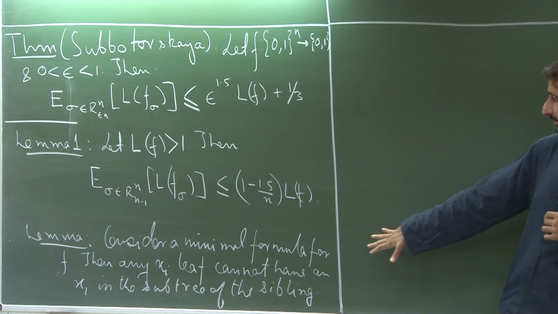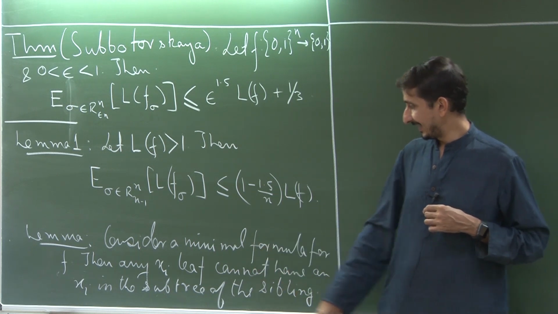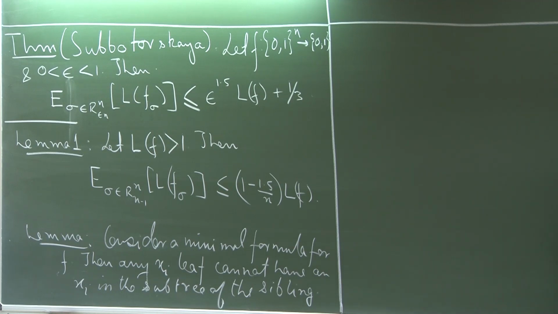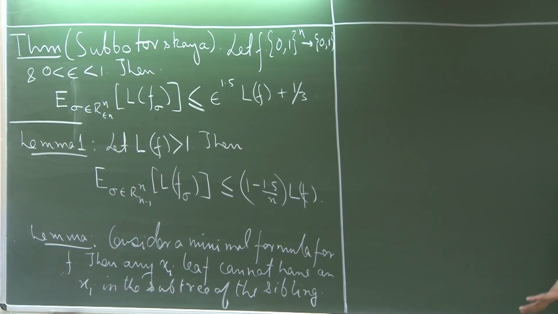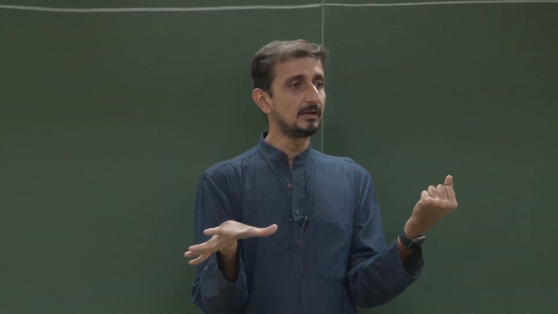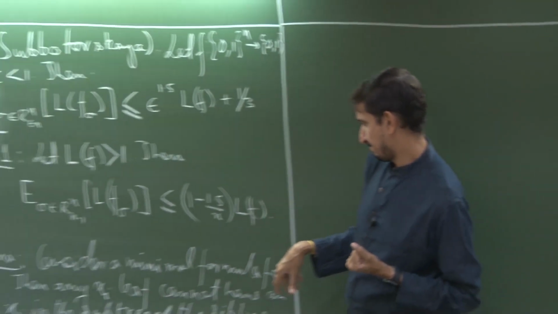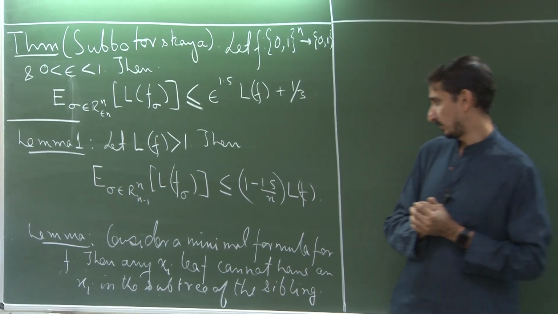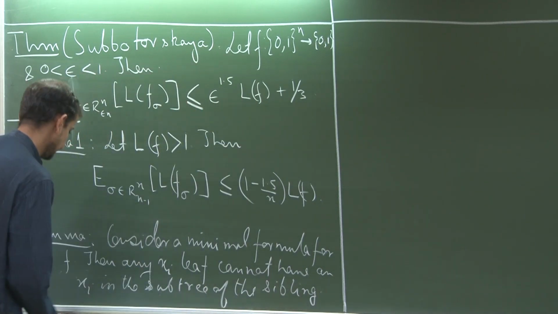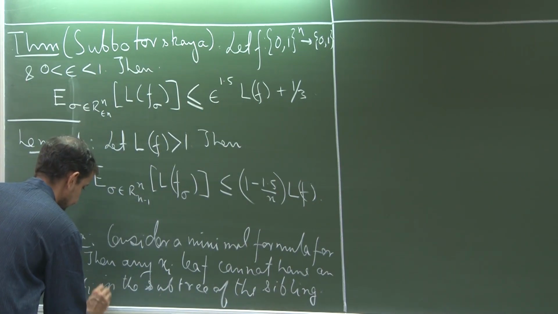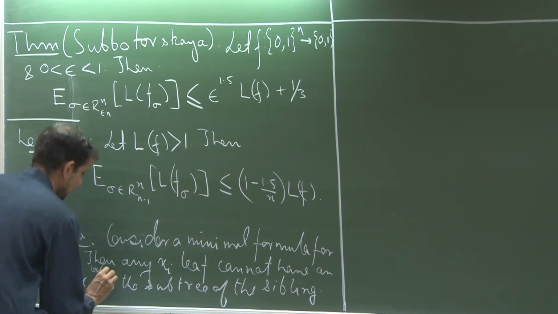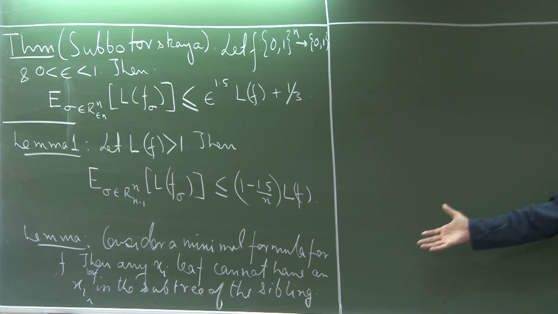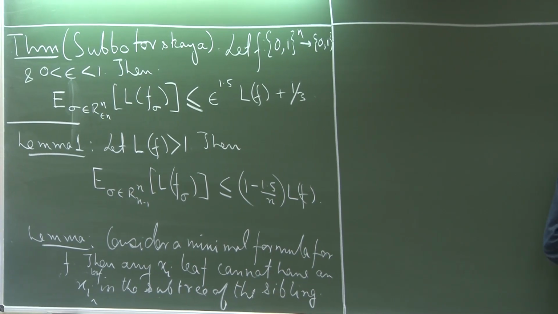If we consider a minimal formula for f, and look at any leaf labeled xi, then the subtree rooted at the sibling of that leaf cannot have another xi leaf. More precisely, if it has an xi, it has to be a leaf only, it cannot be an internal node. So it cannot have xi, and we proved why this is true last time.